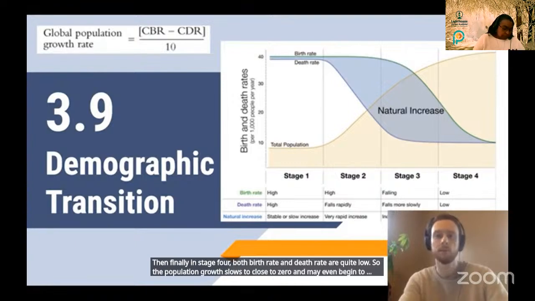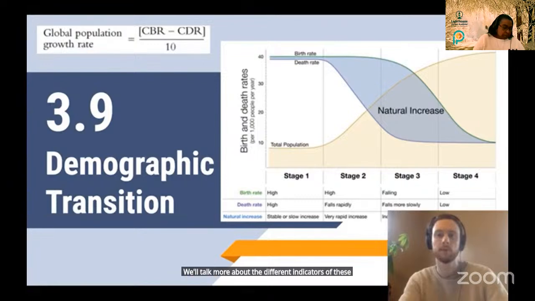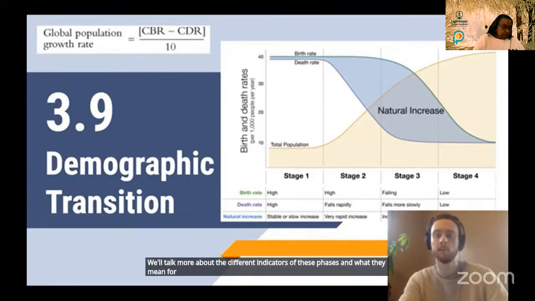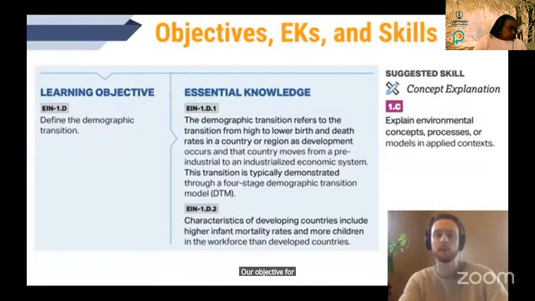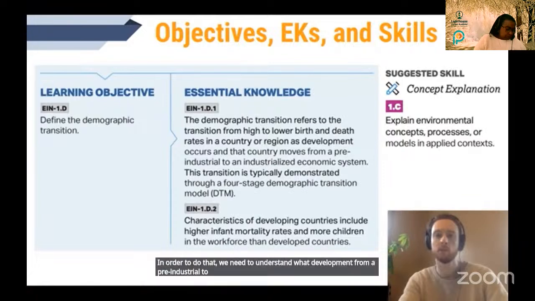We'll talk more about the different indicators of these phases and what they mean for a country's development throughout this video. Our objective for today is to be able to explain the process of demographic transition. In order to do that, we need to understand what development from a pre-industrial to an industrial economy looks like and what it means for the birth rate and death rate of a country.